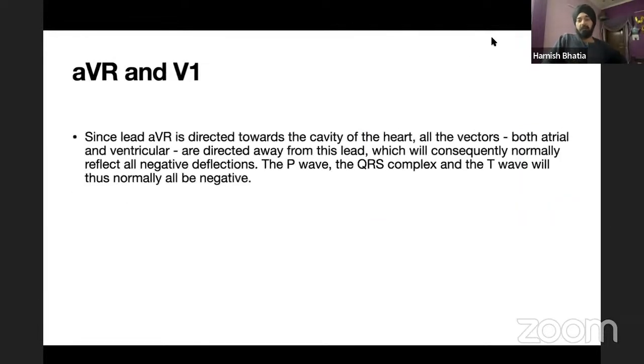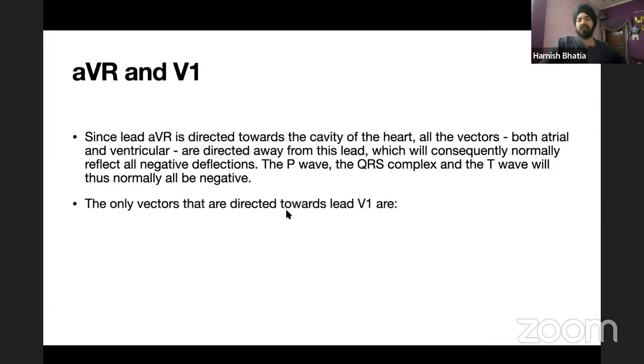Now AVR and V1. Since it's 6:30, I'll just take 10 more minutes. Since lead AVR is directed towards the cavity of the heart, all the vectors, both atrial and ventricular, are directed away from this lead, which will consequently normally reflect all negative deflections. That is why all the deflections are negative in lead AVR, because lead AVR is seen from inside the heart. P wave is negative, QRS is negative, and T wave, all will be negative.